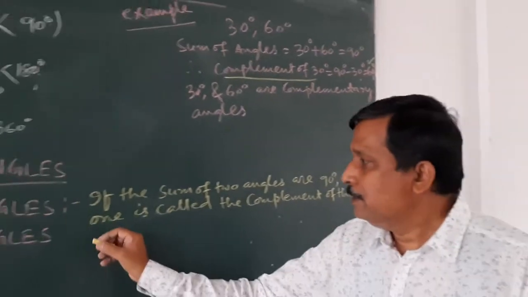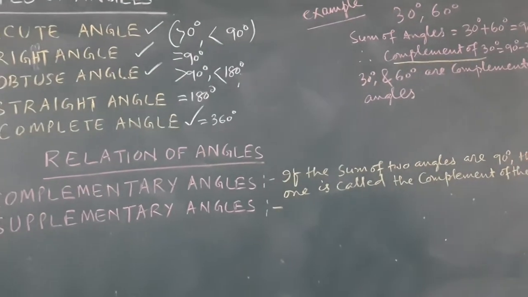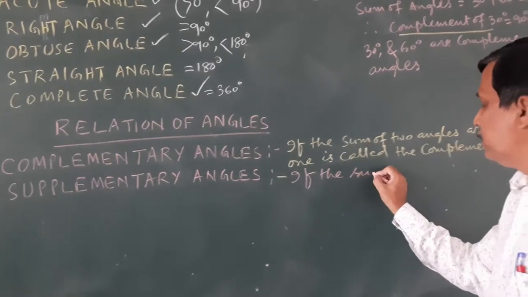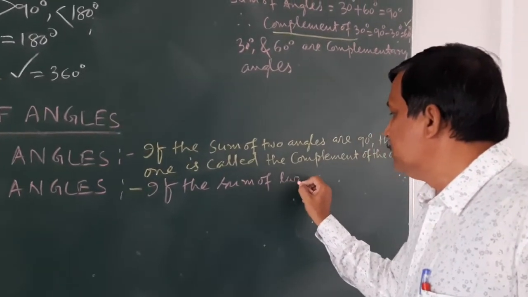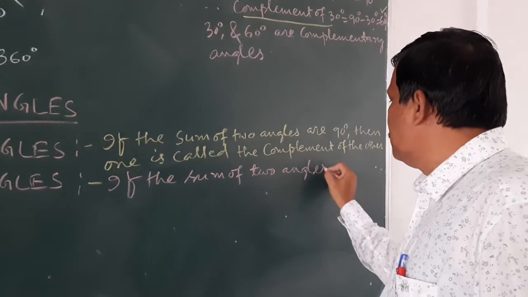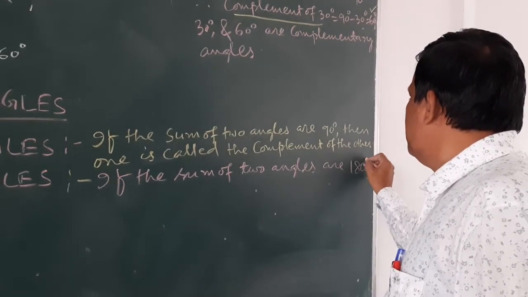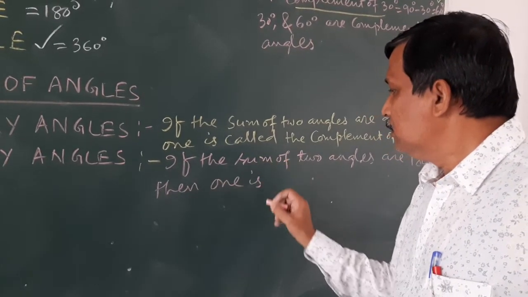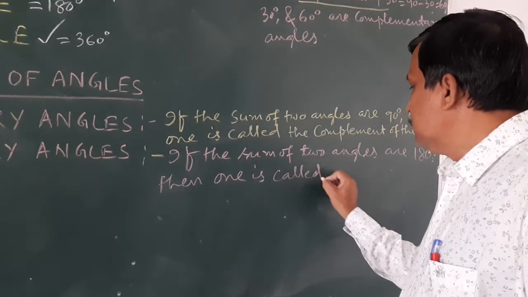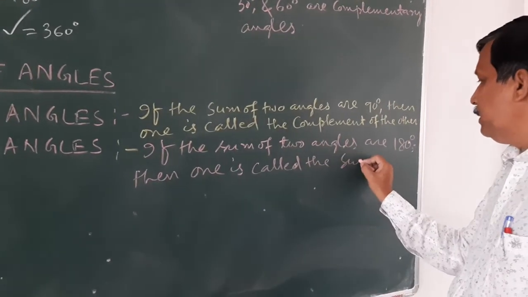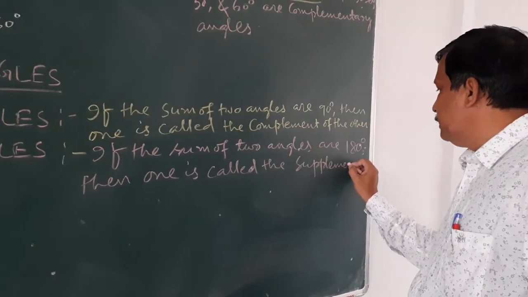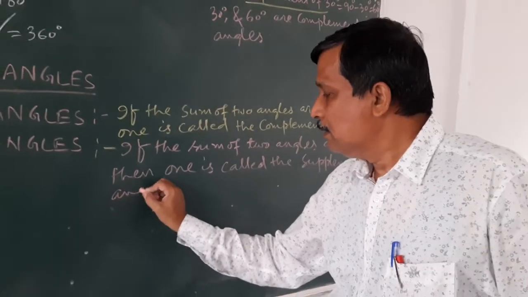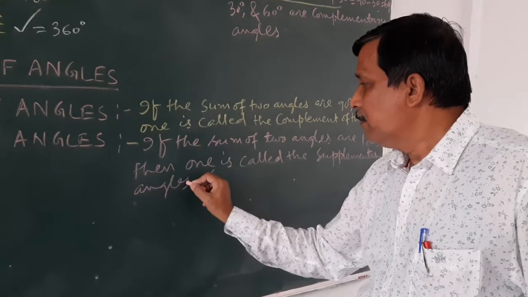Similarly, next is your supplementary angle. If the sum of two angles is 180 degrees, then one is called the supplementary angle of the other.